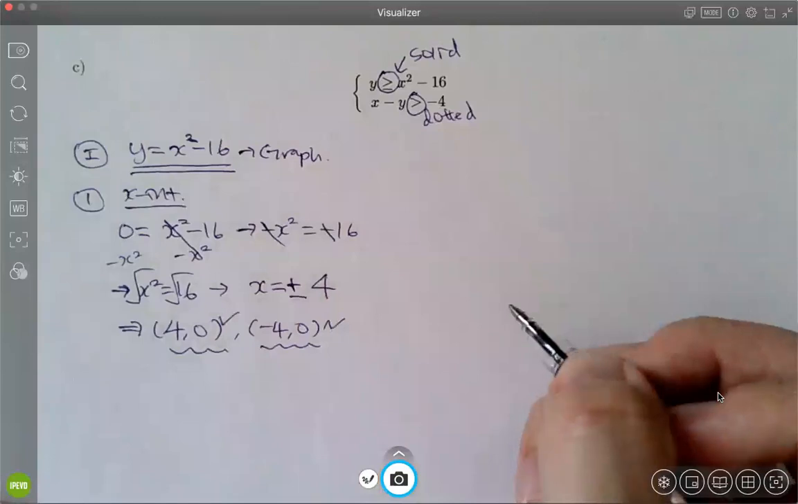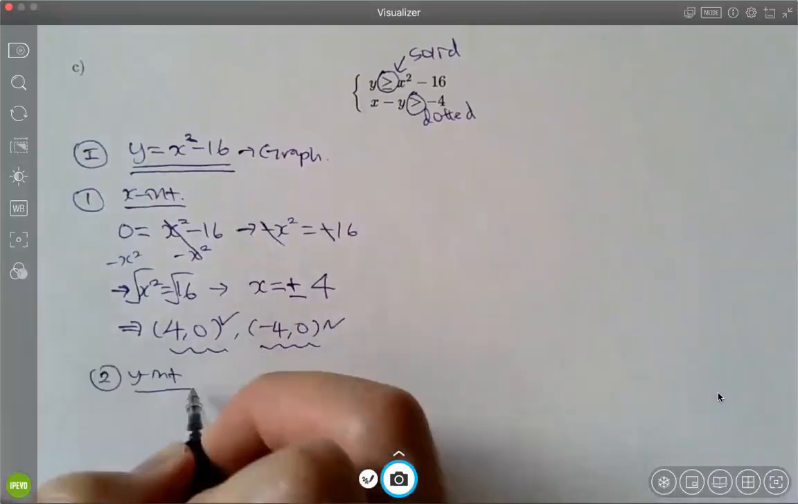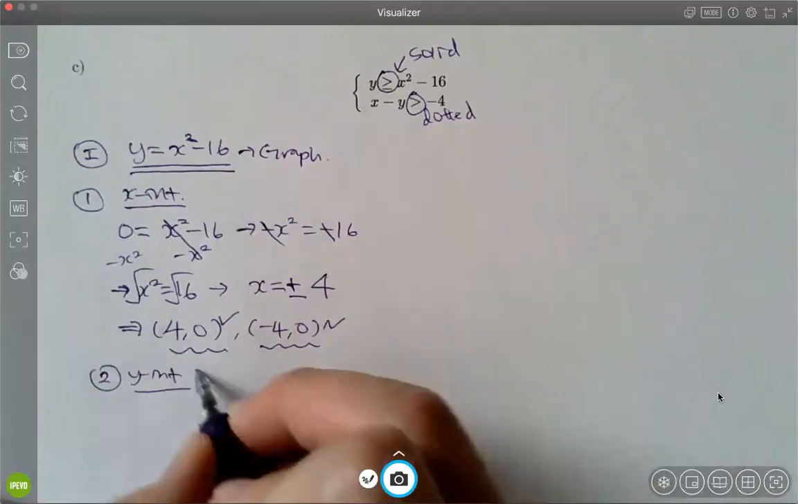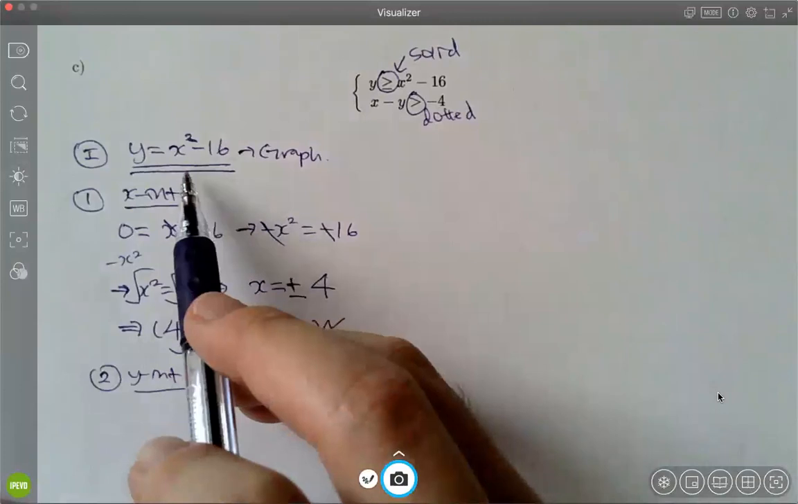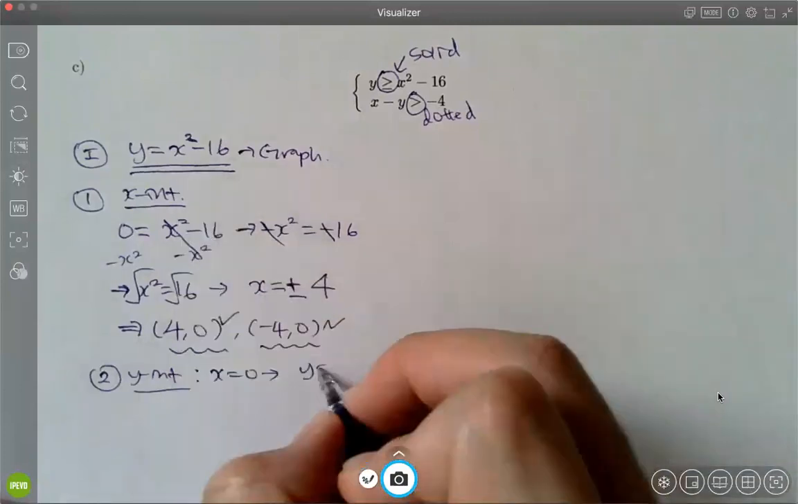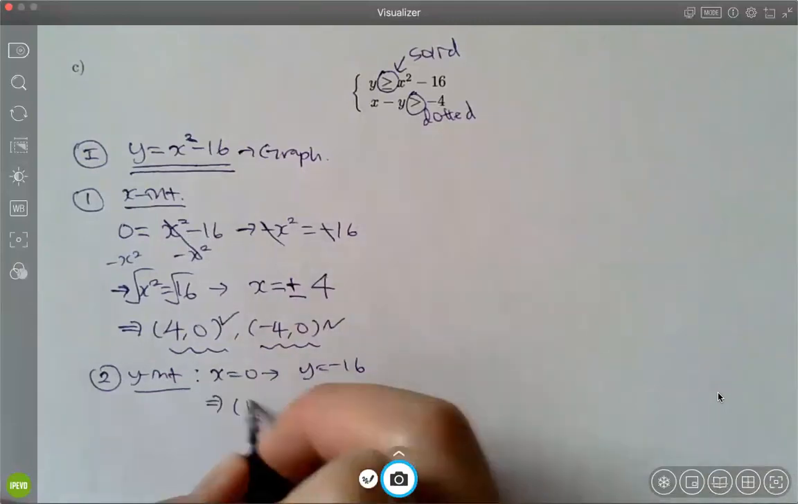And now, find the y-intercept. So what does that mean? Set x to 0. So what do you get? 0 squared minus 16. So y is equal to negative 16, right? Okay. So the y-intercept is at (0, -16), which is a good point.